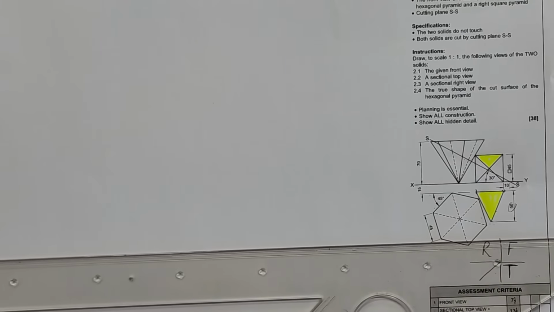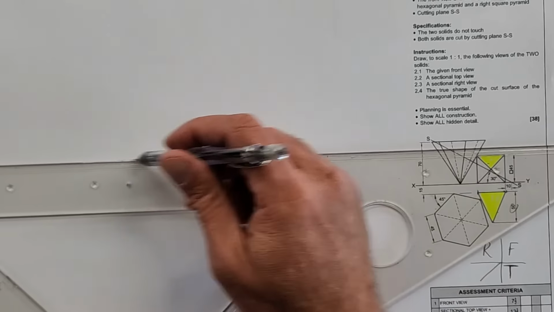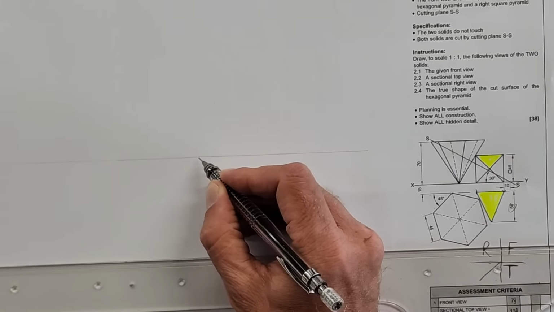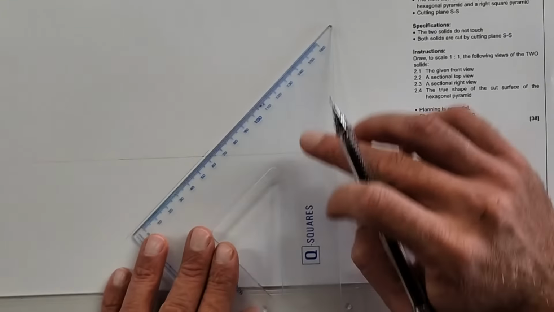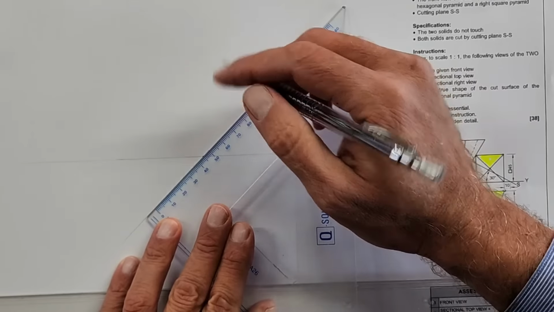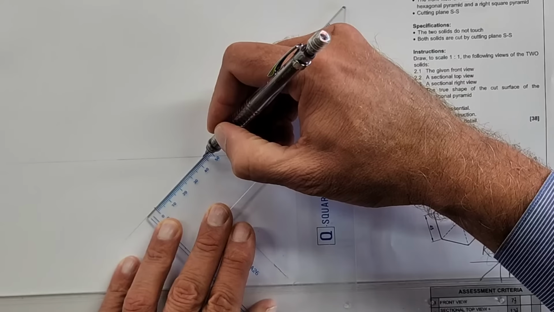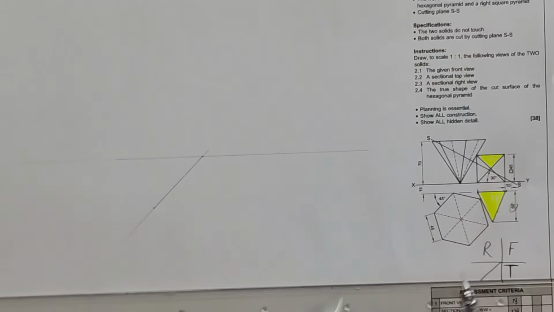So in the middle of this page, we're just going to start off with our hexagon. Roughly here in the middle, I'll just do a rough 45. This corner, that's at 45 degrees, and that distance there is 45. Scale 1 to 1. This is going to be a sectional top view, so I'm not going to draw this just in construction.